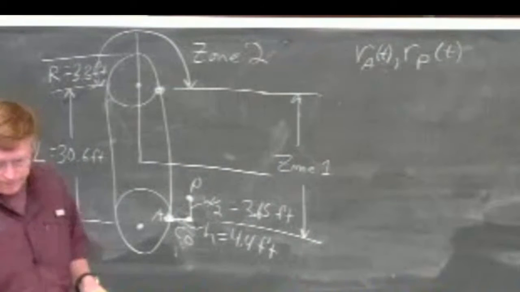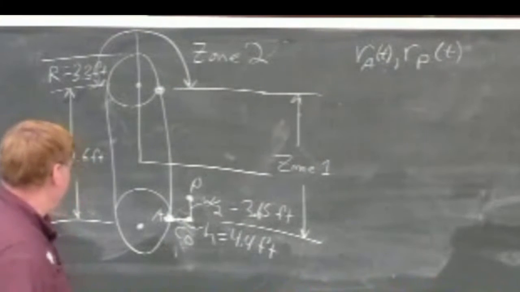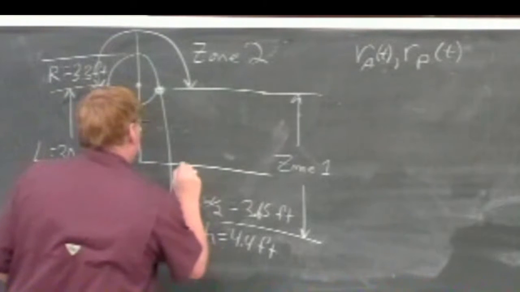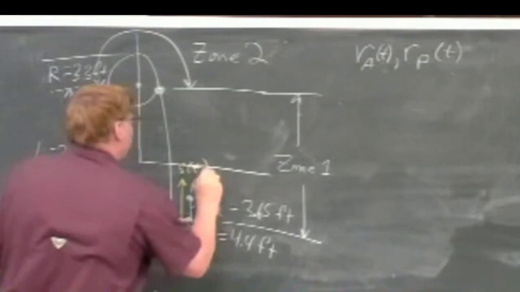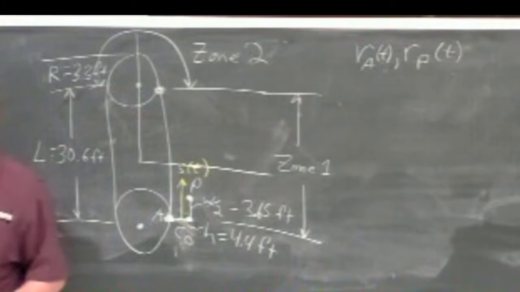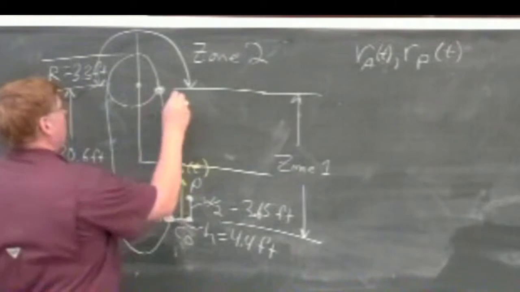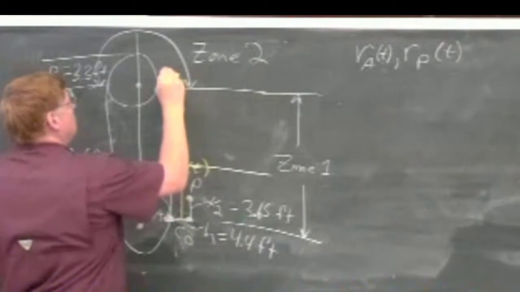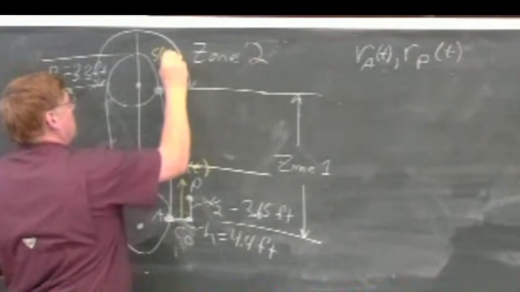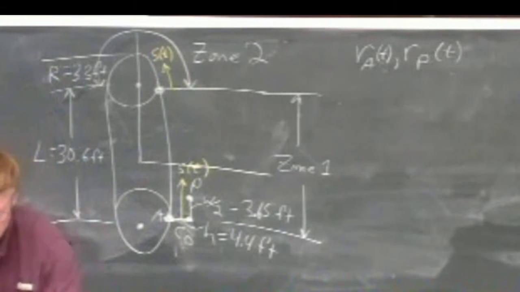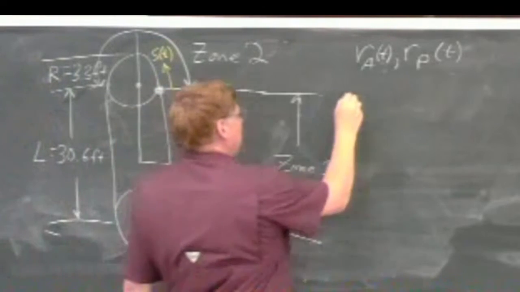To do that, switch to a slightly different color. We're going to refer to the distance traveled as S, your S of T. Okay? So S of T for each of the zones. S1 as a function of time.